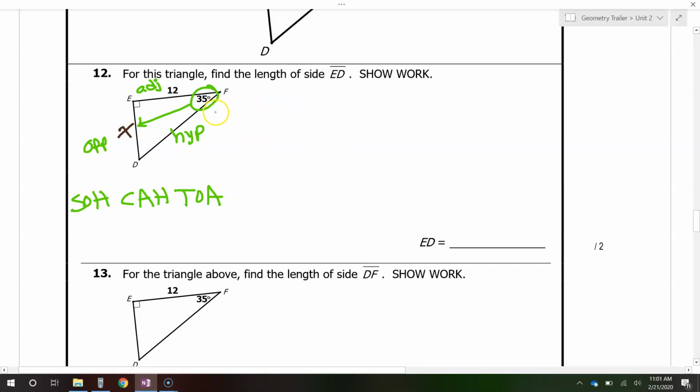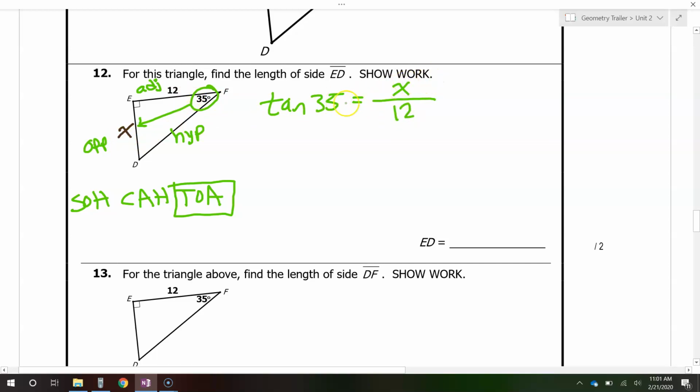Okay, which one are we going to use? Well, look at the sides. We have x and we have 12. That's opposite and adjacent. So that is the tangent function. Tangent is opposite over adjacent. So we will write tangent of the angle we circled is equal to opposite over adjacent. So that is x over 12.